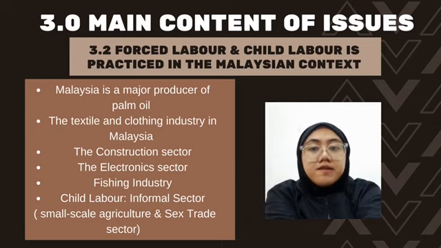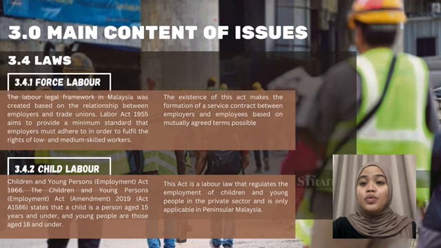As a developing country that still has the potential for intensive labor in national economic development, Malaysia is not exempt from facing the issue of labor exploitation or forced labor, which is one form of human trafficking. The labor legal framework in Malaysia was created based on the relationship between employees and trade union. In general, the Labour Act 1955 aimed to provide a minimum standard that employers must adhere to in order to fulfill the rights of low and medium skilled workers, for example, in relation to wages, working hours, termination of contract, and so on.